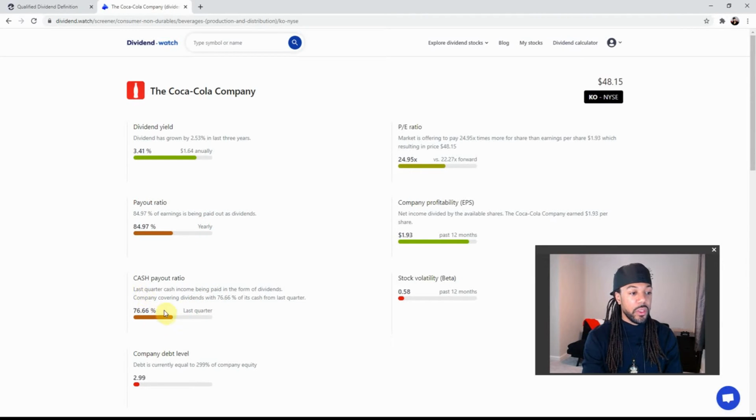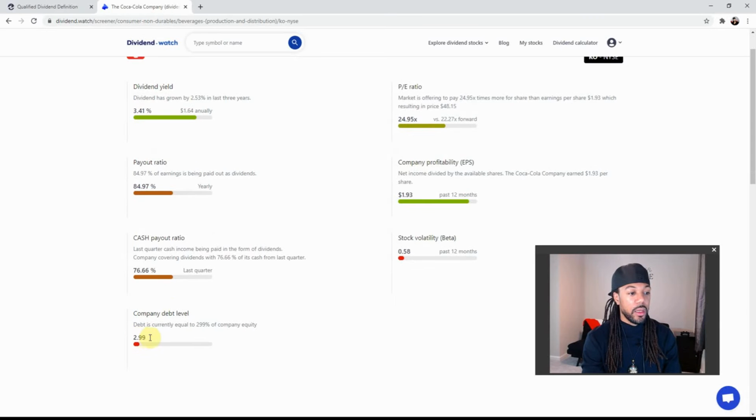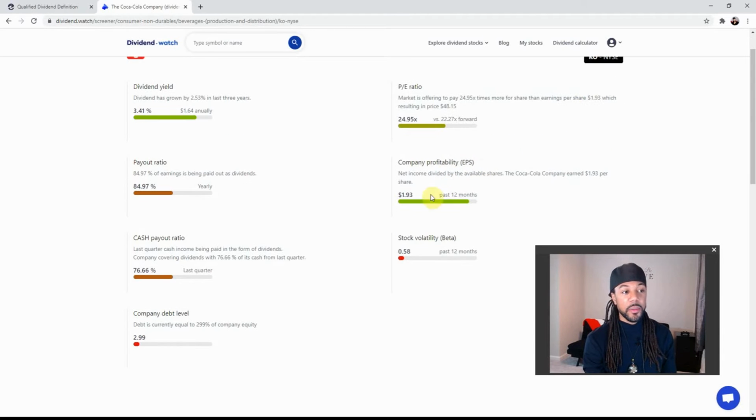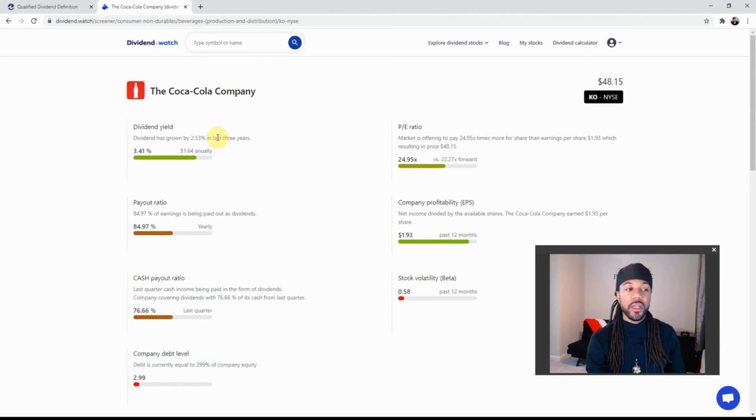It tells you the cash payout ratio and the company debt level, how much the company is currently in debt. It gives you the PE ratio. It even has a little note on what the PE ratio is: the market is offering to pay 24.95 times more for a share than the company's earnings per share. So that's pretty cool, right? It's showing you that the company makes $1.93 per share, and then it's paying out $1.64 to its shareholders. So that's a pretty cool breakdown that you can see.